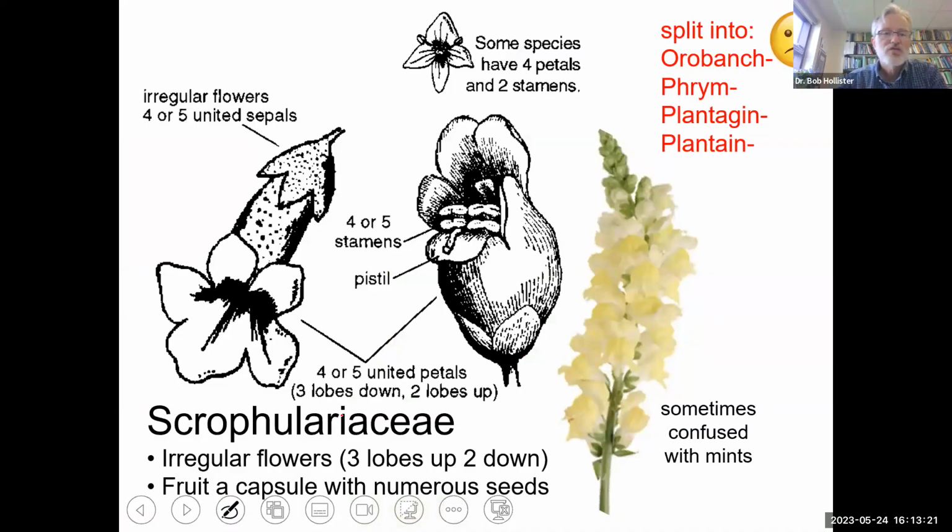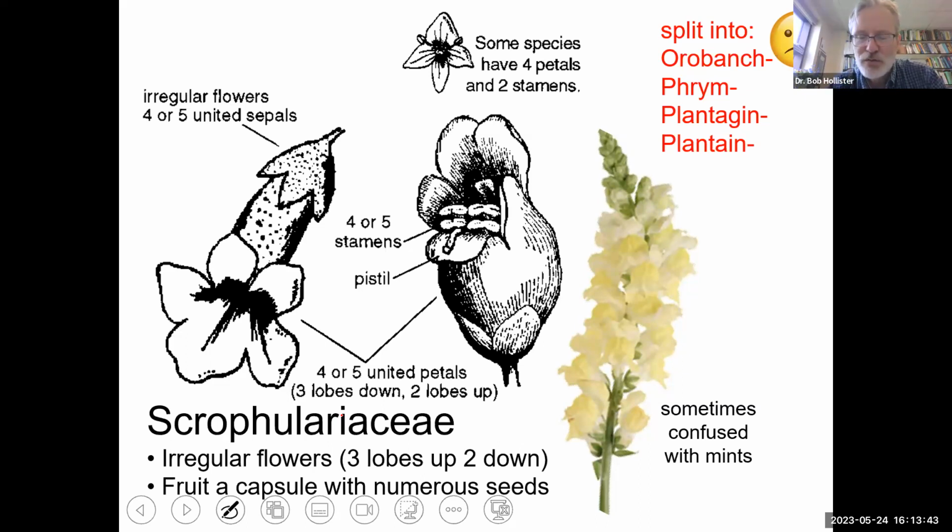All right, Scrophulariaceae. Scrophulariaceae has been split into a bunch of different families. So that's annoying, because the characteristic is pretty good for it.